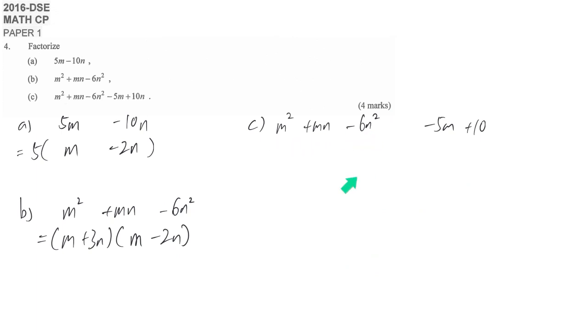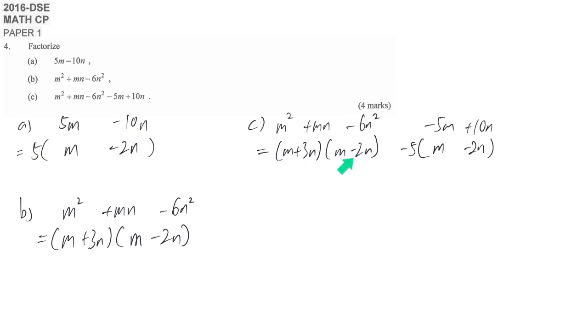The first three terms are obviously part B, so no matter what the answer is, just write it down. By using the result in part B or A, then you get 1 method mark of using the previous result. Another group, we have negative 5m, slightly different from here. So what we should extract is not positive 5, but negative 5. Negative 5m divided by negative 5 gives you positive m. Positive 10 divided by negative 5, we get negative 2n.